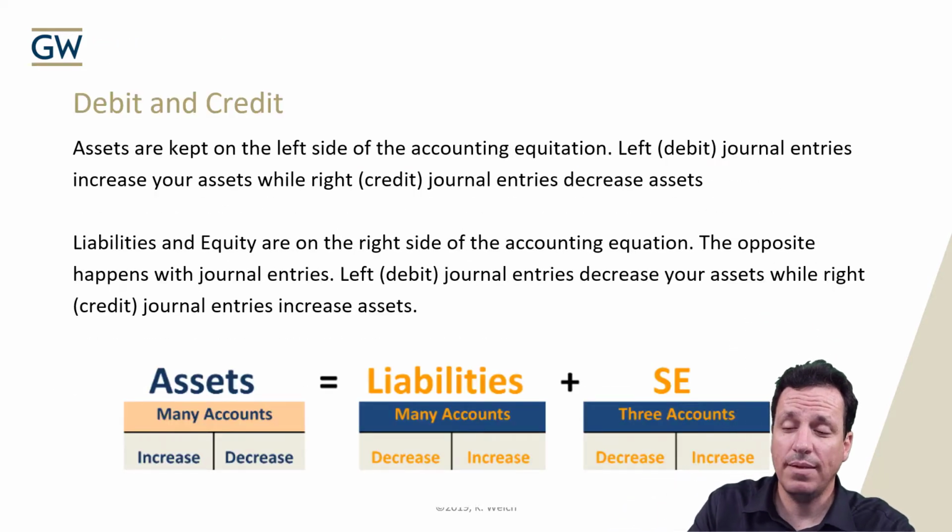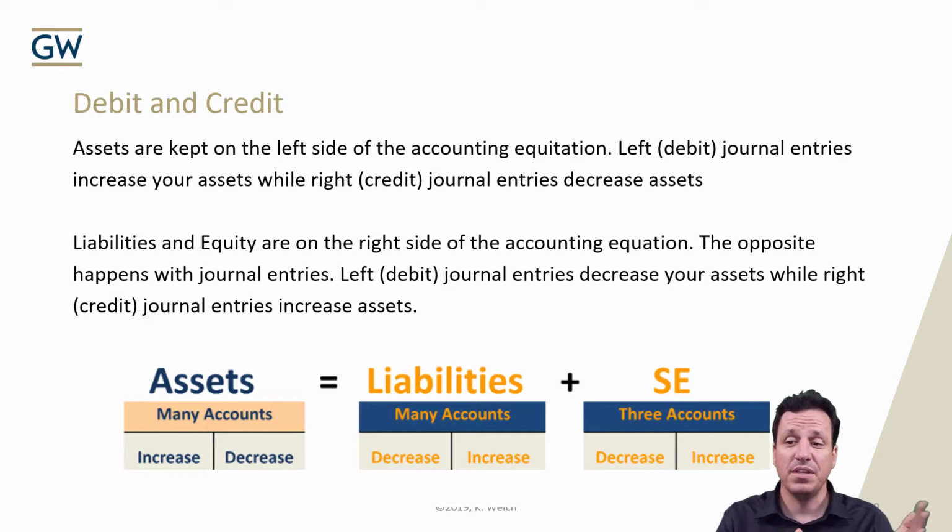So just one more time, left side of the equation, left of the equal sign, assets. All the accounts that are under assets increase with debits and decrease with credits. They increase when you have something on the left side of this T account, and they decrease when you have something on the right. Liabilities, if you write a journal entry for liabilities, it's the opposite because it's on the opposite side of the equation.